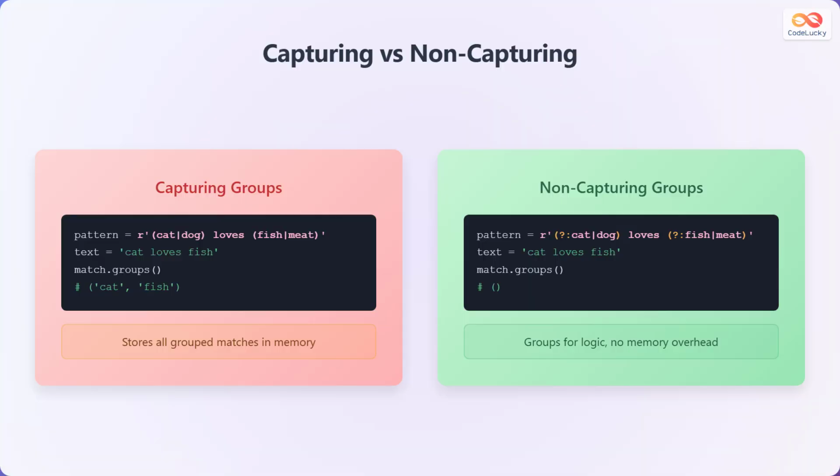Let us understand the difference between capturing and non-capturing groups. In capturing groups, the pattern is open parenthesis cat or dog close parenthesis loves open parenthesis fish or meat close parenthesis. When we search for the text cat loves fish, it stores all grouped matches in memory. But in non-capturing groups, the pattern is open non-capturing group cat or dog close non-capturing group loves open non-capturing group fish or meat close non-capturing group. When we search for the text cat loves fish, it groups for logic but no memory overhead.